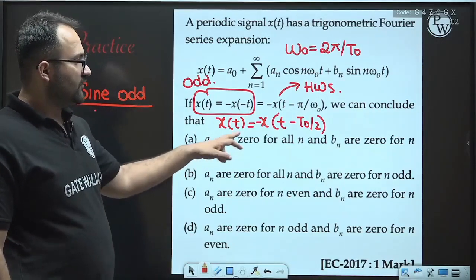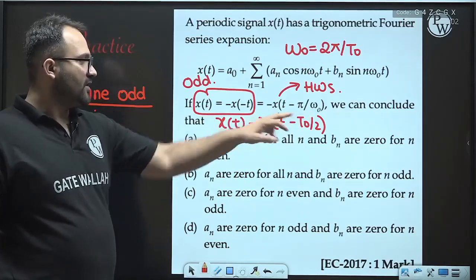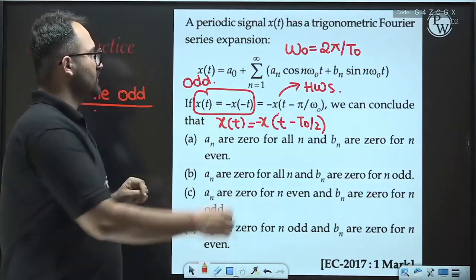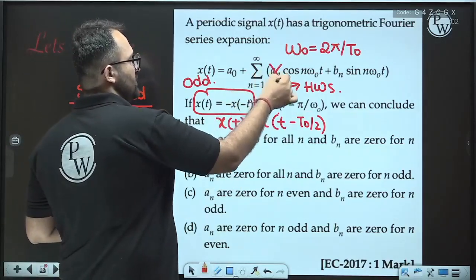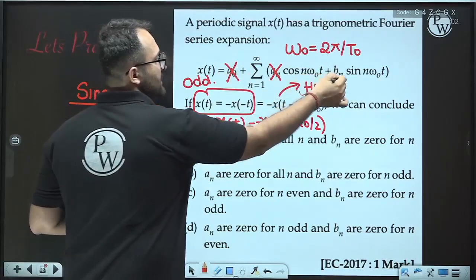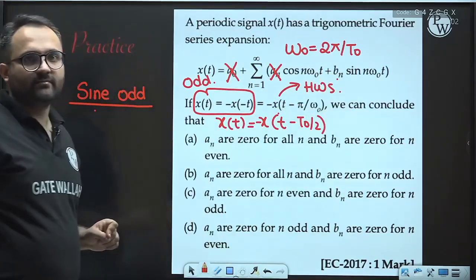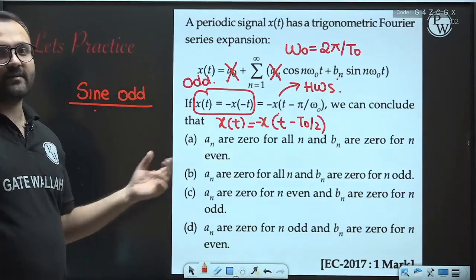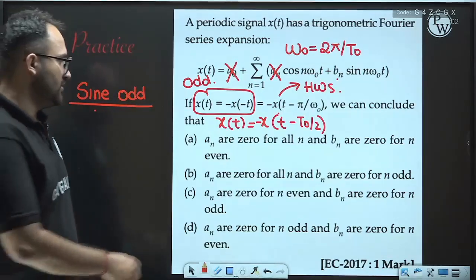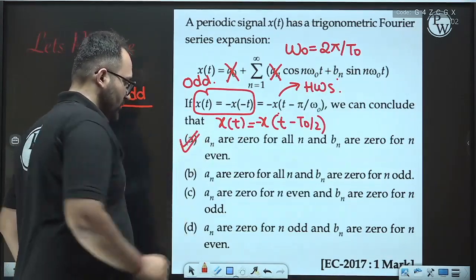So a_n is 0 for all n, b_n is 0 for n even. Okay, so a_n is 0 for all n, yes, and b_n is 0 for n even, because only odd harmonics are present, even harmonics are not there. So this is the correct answer.